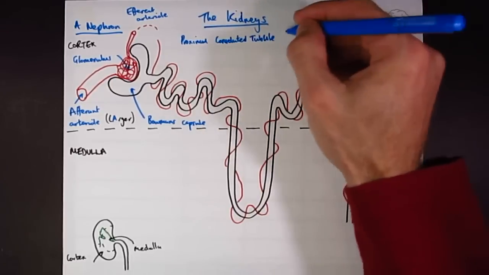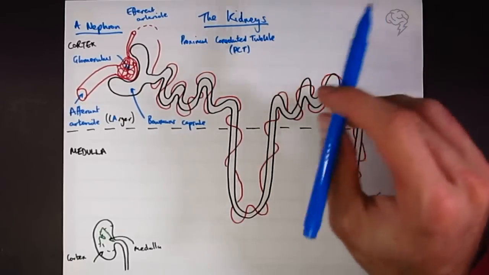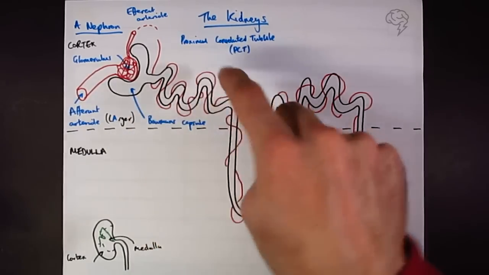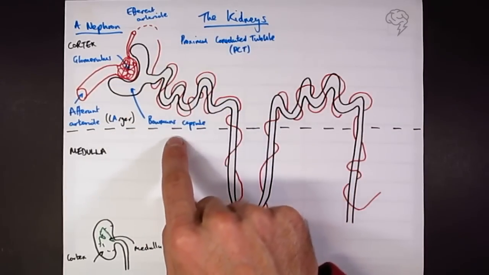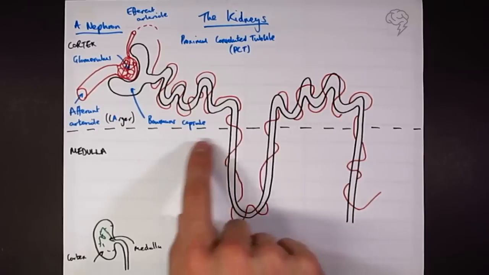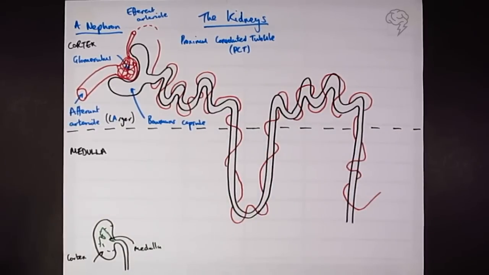And we can call this, always write it in full first time, PCT is an accepted shorthand. Okay, so proximal convoluted tubule, everything here is convoluted. It's bent, it's curved, it's shaped in a funny way. This could look slightly different. The exam might be bent on itself, it might be more vertical. However, the loop of Henle and the collecting duct will be the only things in the medulla, that's for sure.